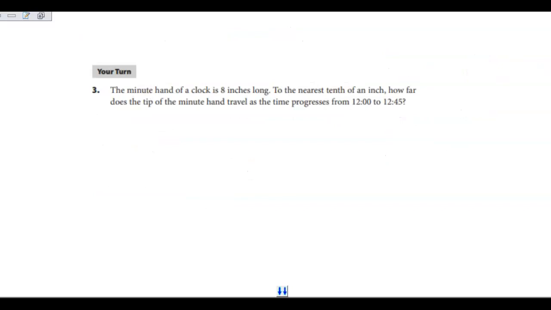Okay, let's try this, your turn. It says the minute hand of a clock is 8 inches long. To the nearest 1/10 of an inch, how far does the tip of the minute hand travel as the time progresses from 12 o'clock to 12:45? Well, the first thing we need to find is, what is our radius? So my radius is 8 inches. Now I need to find my central measure of my arc. And so if I look at the time, it goes from 12 o'clock to 12:45, and I know that's 45 minutes. 45 minutes out of 60, if I simplify that, is 3/4.